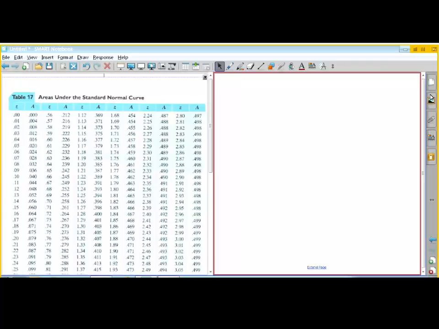So the last part is we're going to use the fact that we're going to say the mean is 50 for this data, and we're going to say that the standard deviation, sample standard deviation, was 4.8. So our first question is, what's the probability of getting less than 50?